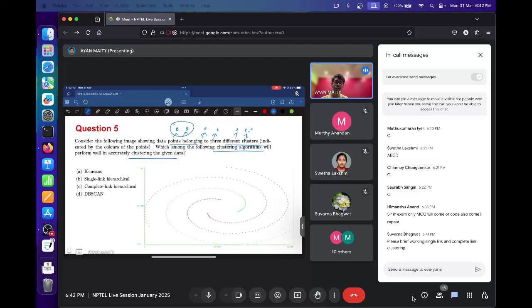So in single link, the distance between two clusters, whether two clusters should be merged, this is cluster 1, this is cluster 2, it already has some points in it. So the distance in single link hierarchical clustering is the distance between the closest 2 points. So this would be the distance between these two clusters in single link. In complete link, it is the distance between the two farthest points of this cluster. So this red line would be the distance between the two clusters in complete link hierarchical clustering.